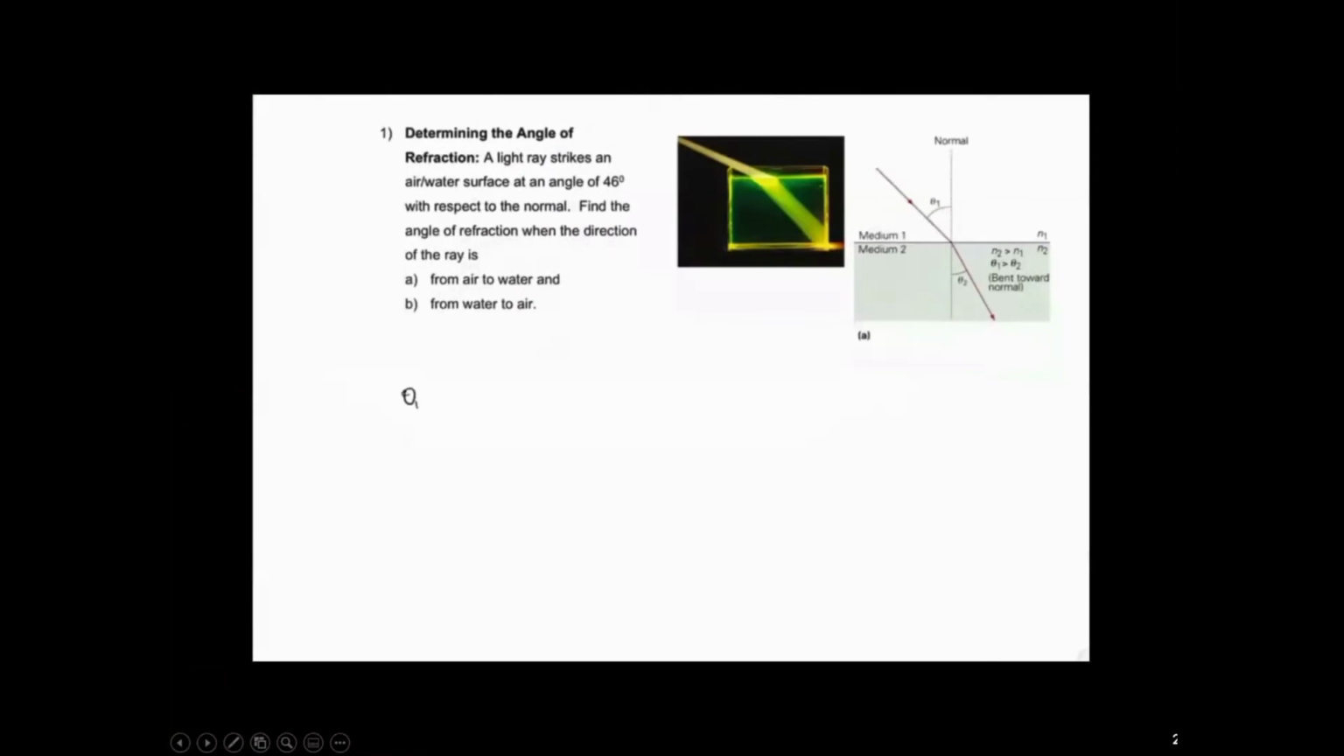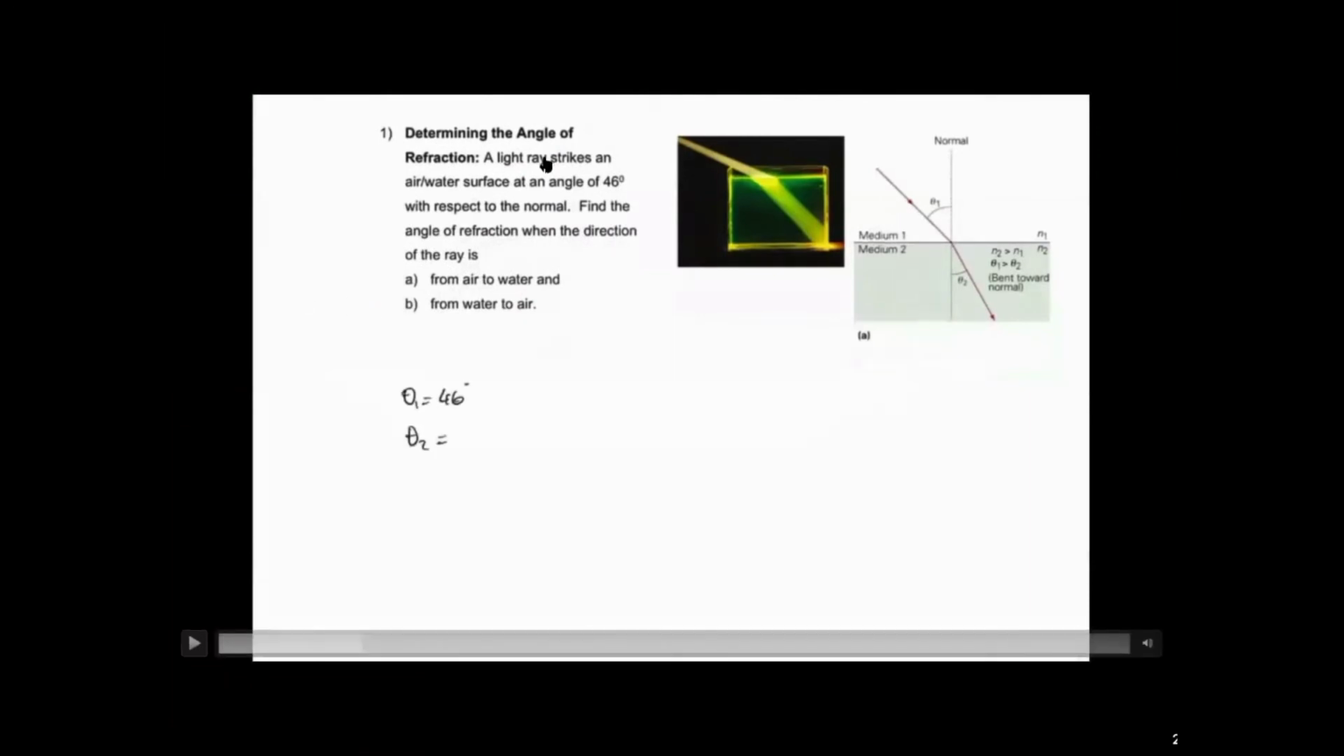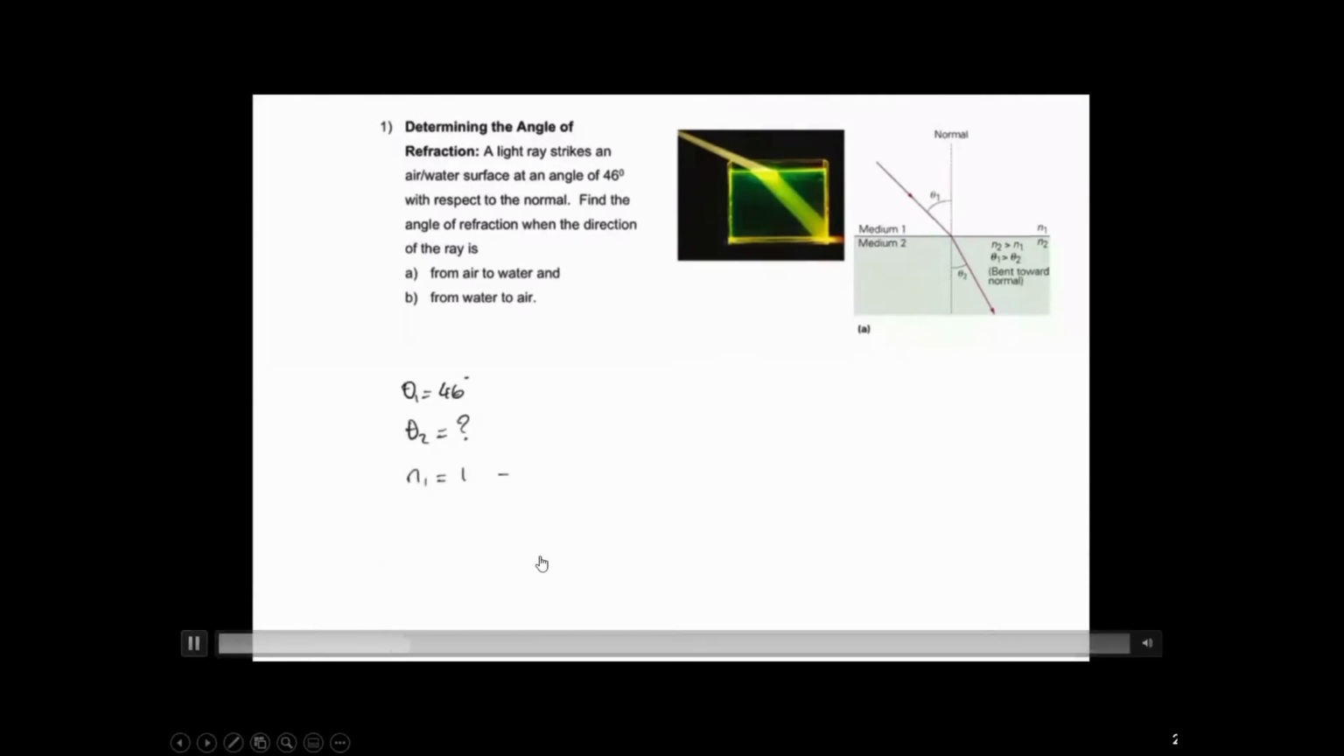All right, let's do a simple problem. This is going to be problem number 1 that we're looking at. So what do we have? We got a light ray striking the boundary of the water surface in an angle of 46 degrees. So we got our 46 degrees with respect to normal. Find the angle of refraction. So the angle of refraction in this case is going to be theta 2. And n1 is 1 for air, and n2 is 1.33 for water.